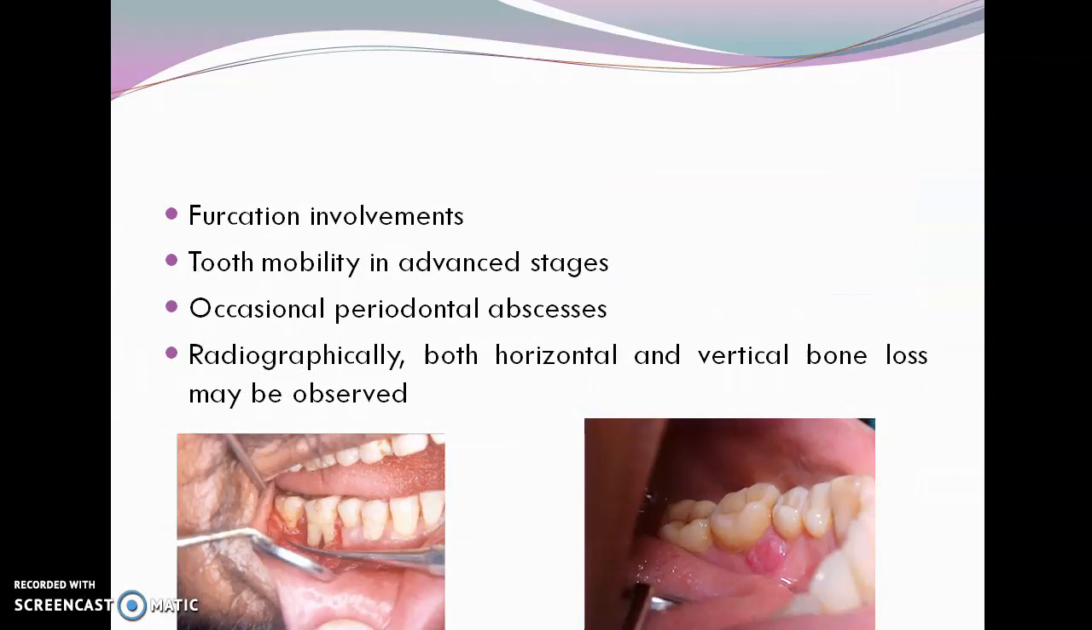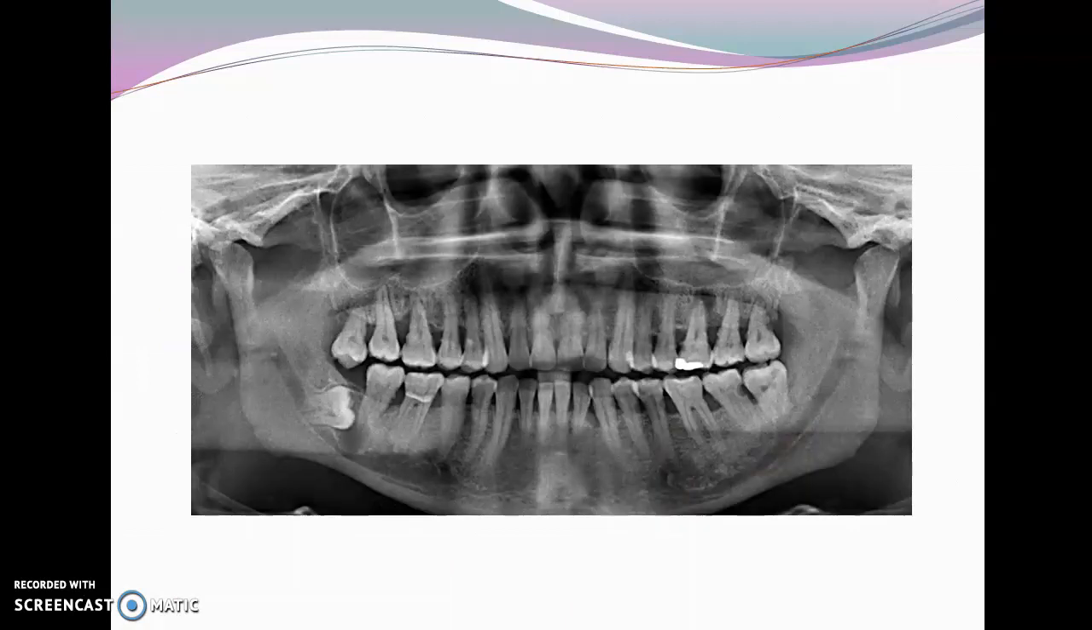Later on there can be furcation involvement and tooth mobility in advanced stages. Occasionally there can be periodontal abscesses, and radiographically both horizontal and vertical bone loss may be observed. In this radiograph, we can see a horizontal bone loss. The bone loss extends up to the middle third of the tooth, and some teeth show periodontal abscesses.